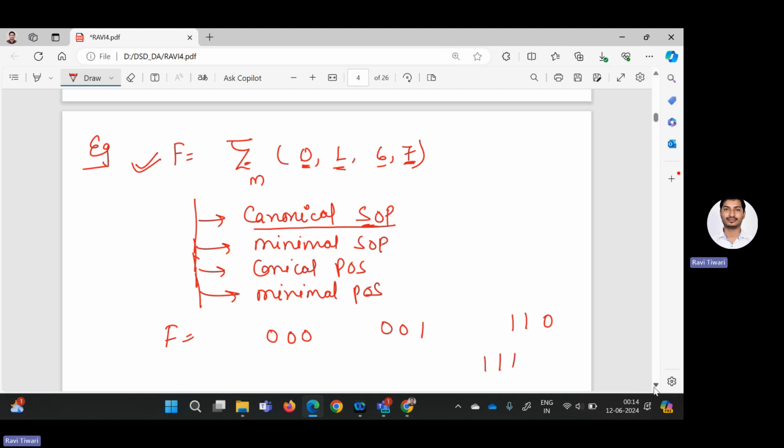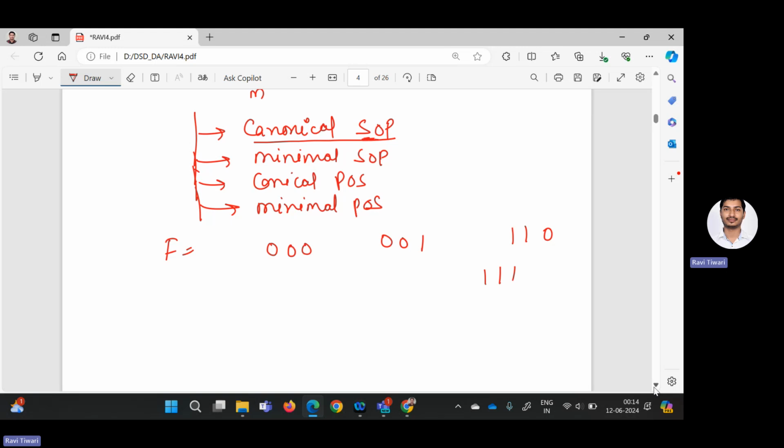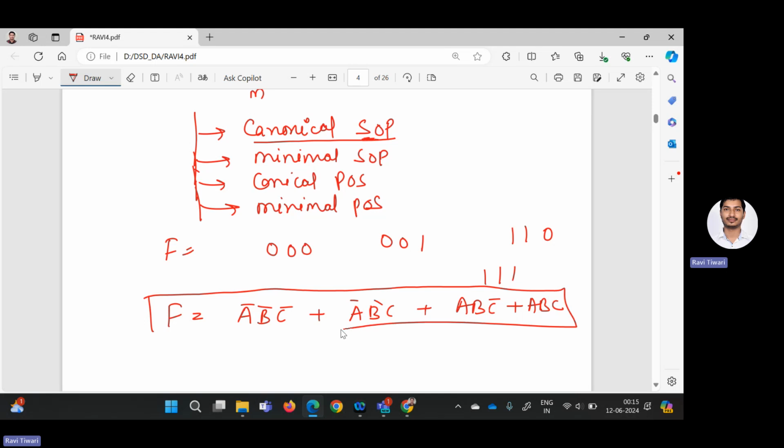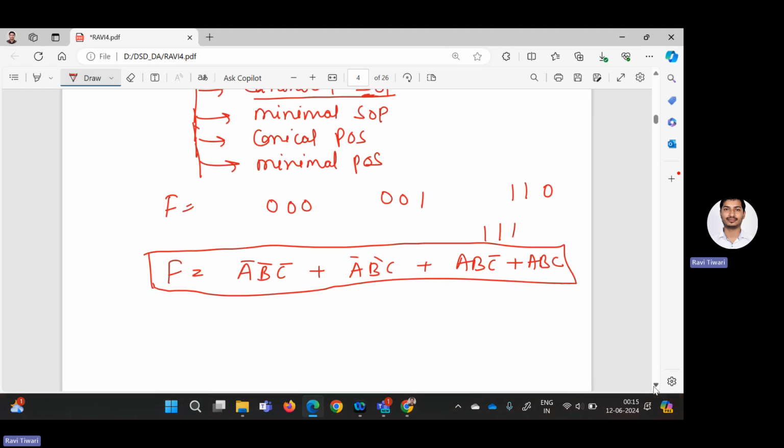In the SOP form, 0 represents complement and 1 represents normal form. That means it is A bar B bar C bar plus A bar B bar C plus A B C bar plus A B C. I hope this is clear, right? So this is what is called the canonical SOP form. Now, we need to minimize the expression, right?